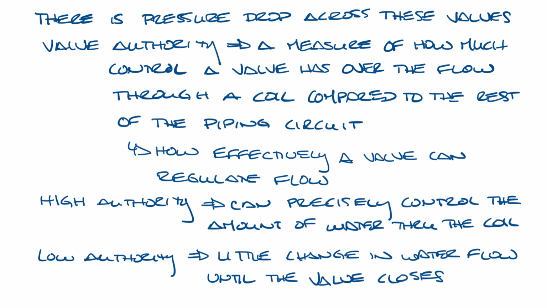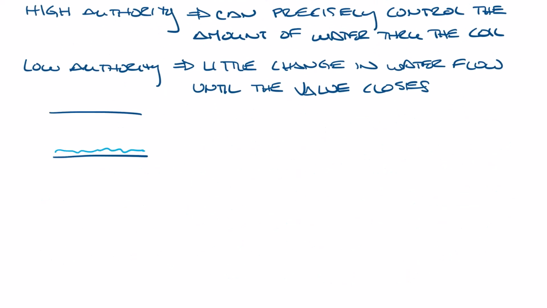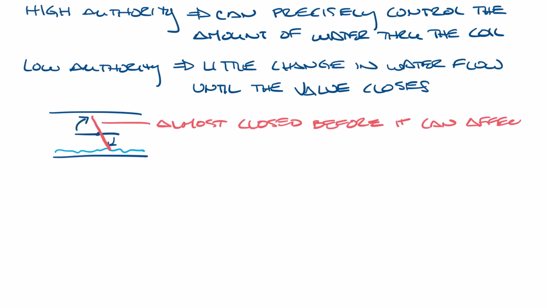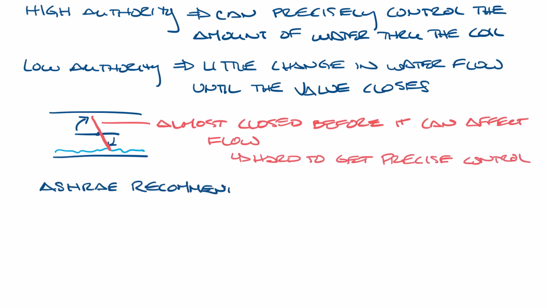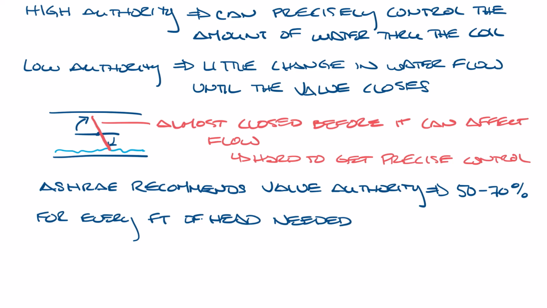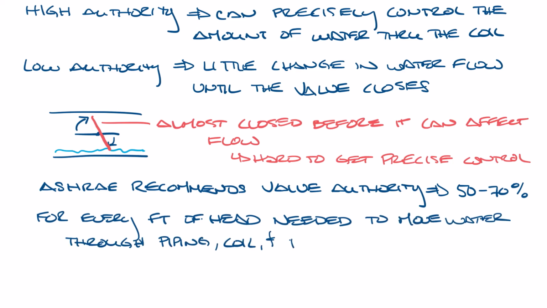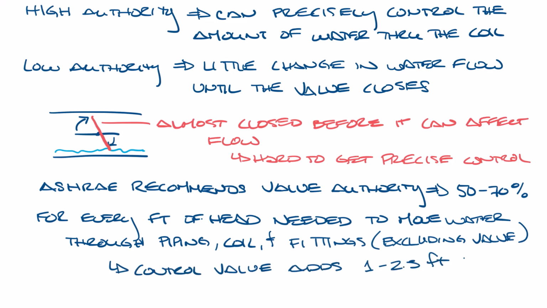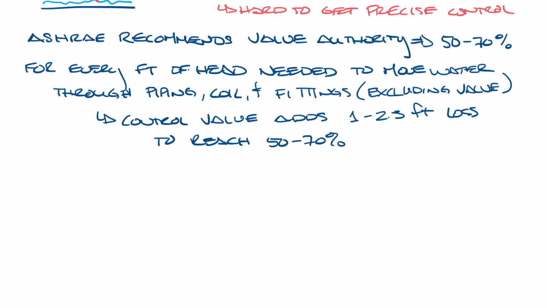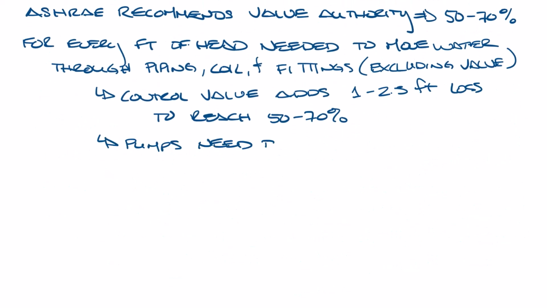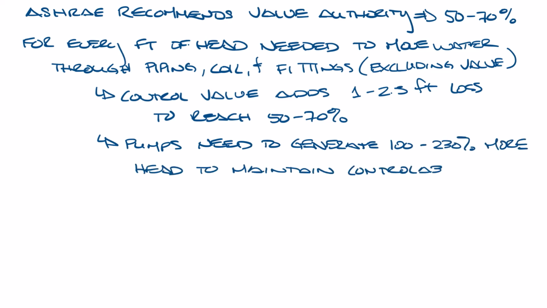Let's move this up a little bit. Imagine putting a lot of water through a very large pipe. You would have to move the valve to almost close before it can affect the flow of water, and it'd be hard to get precise control with that valve. ASHRAE recommends a valve authority of 50 to 70%. But when you think about that, for every foot of head needed to move water through the piping, coil, and fittings, excluding the valve, the control valve must add an additional 1 to 2.3 feet of head loss to reach this level of authority. That means that your pumps will need to generate 100 to 230% more head than the base system alone to maintain that high level of controllability.